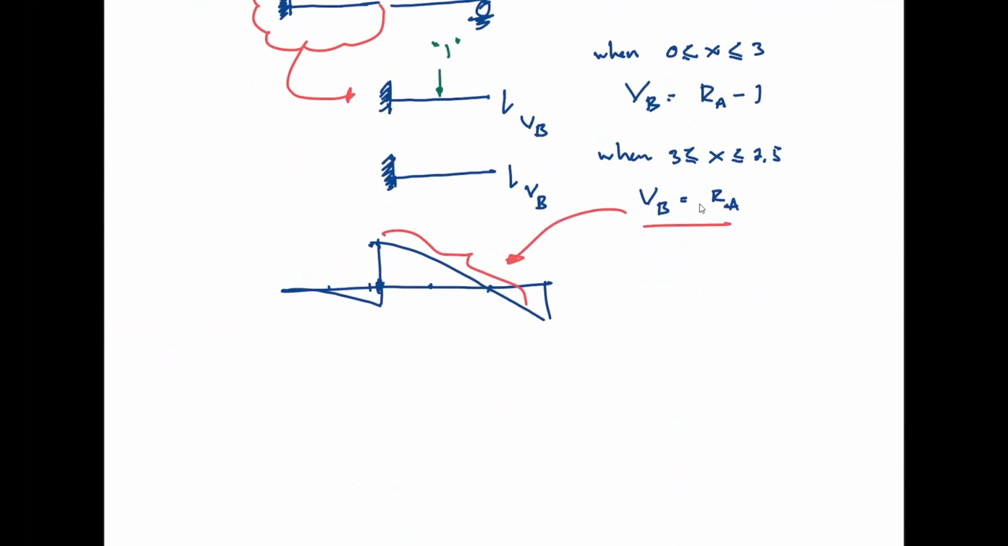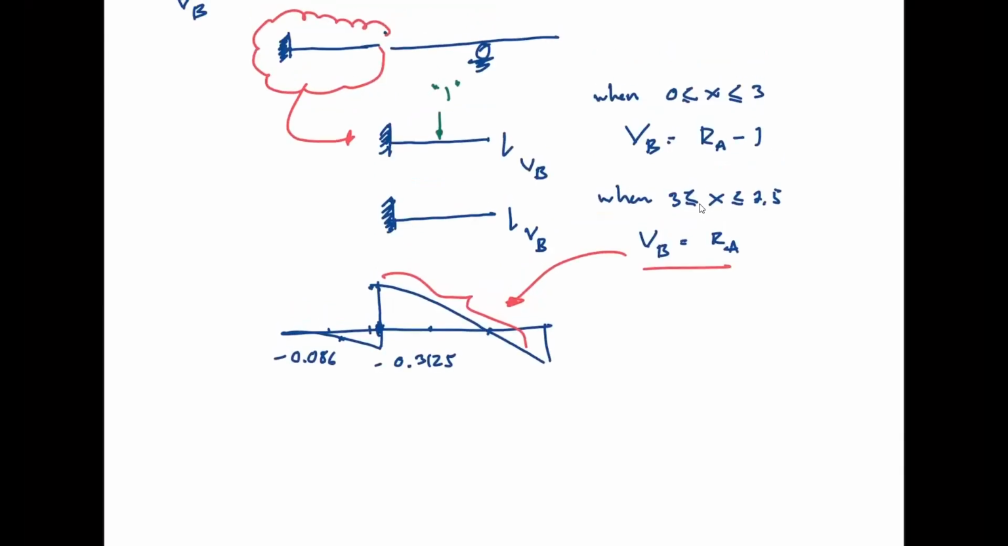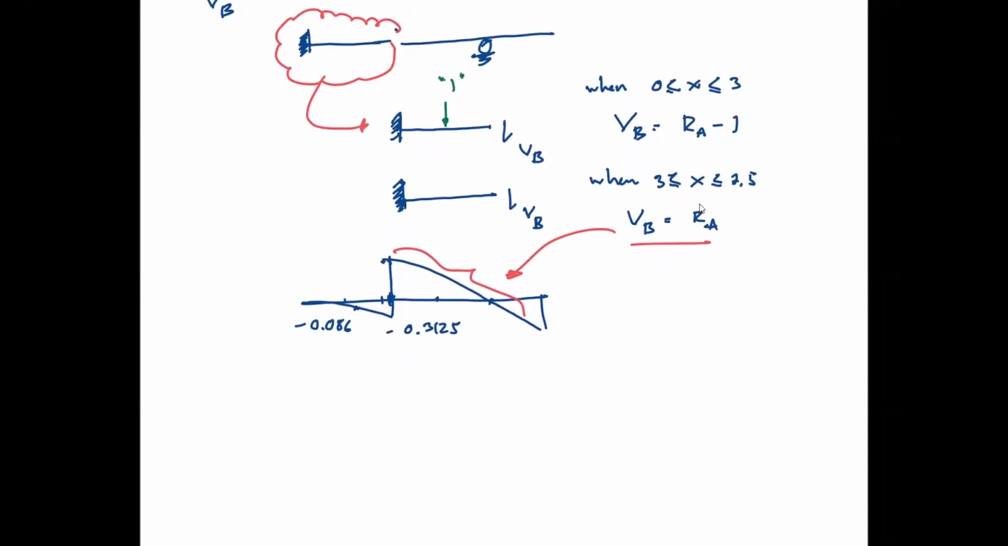So I'm not going to give you all the ordinates, okay? So straightforward. That's 0.86 and then minus 0.3125. Not giving you the ordinates here actually should give you a better idea that this is basically RA. And then the last one is MB.